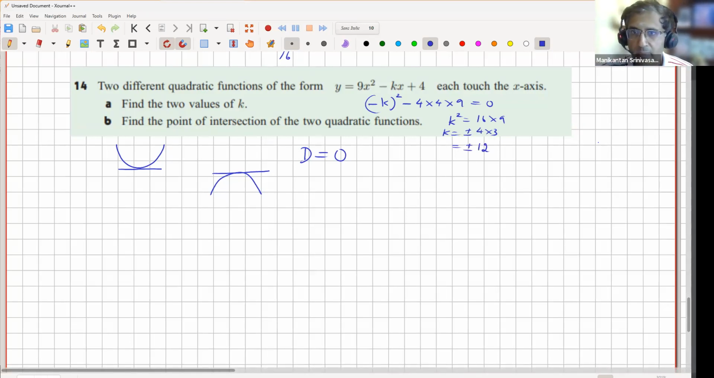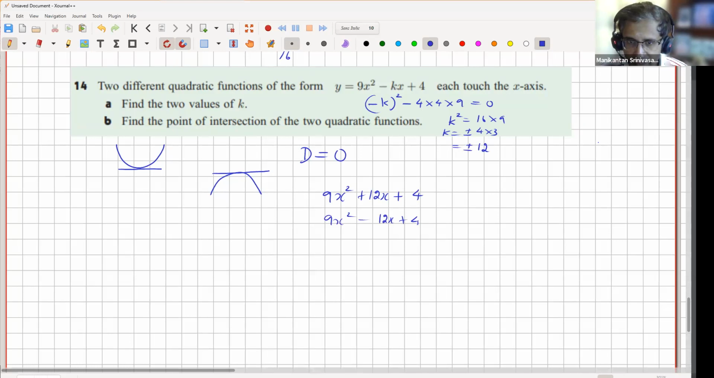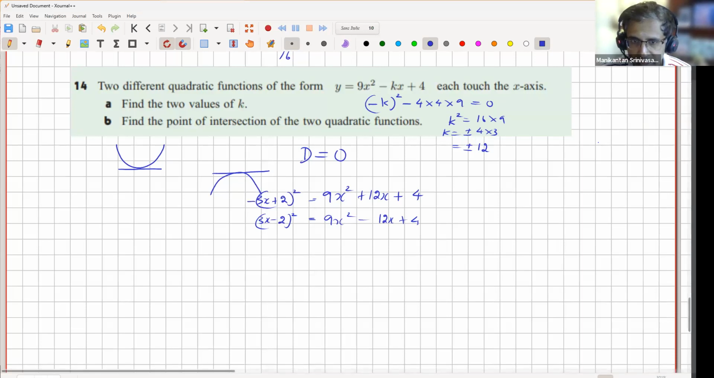So you'll have 9x squared plus 12x plus 4, and 9x squared minus 12x plus 4. When k is minus 12, and when k is plus 12. If you look at each of them, they are perfect squares. So this one is 3x plus 2 the whole squared, and this is 3x minus 2 the whole squared. You can see that, which means the two roots in this case are repeated roots at x equal to minus 2 by 3.